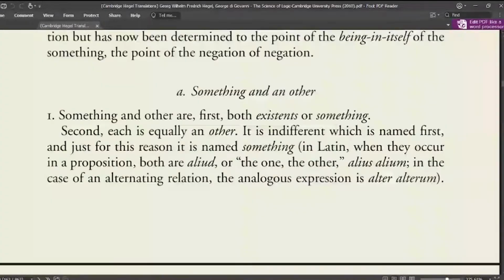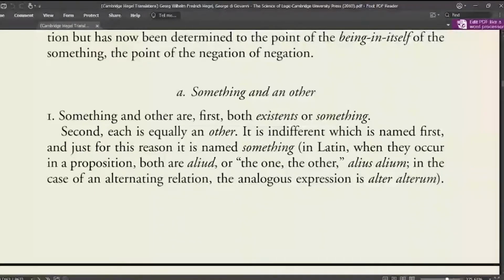So something and other. 1. Something and other are first both existence or something. Let me restart. So something and other are first both existence or something. Second, each is equally an other. It is indifferent which is named first, and just for this reason it is named something.